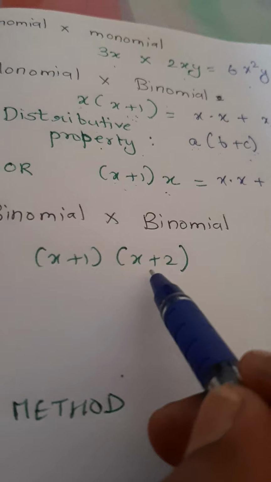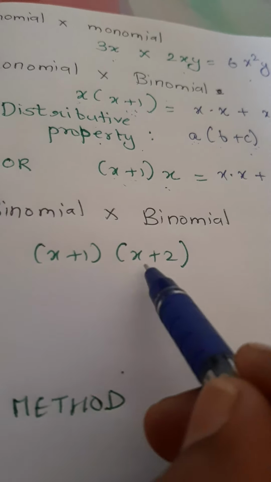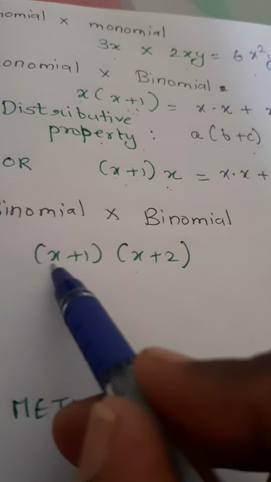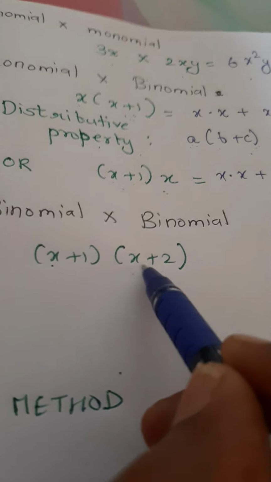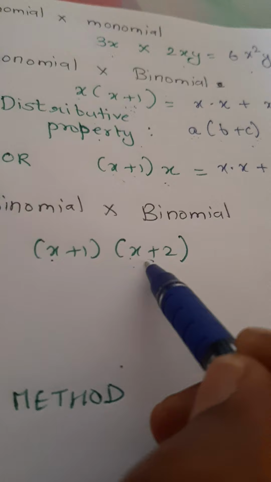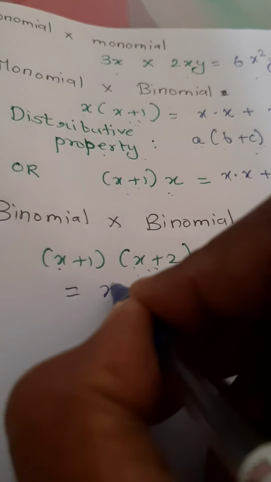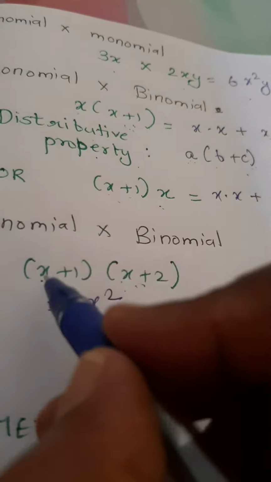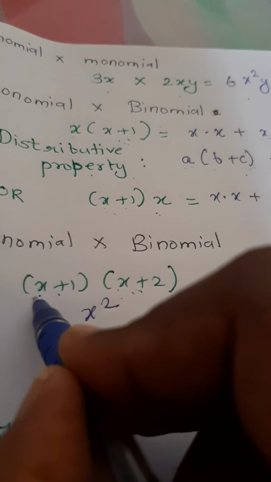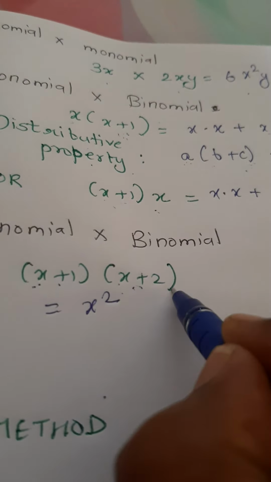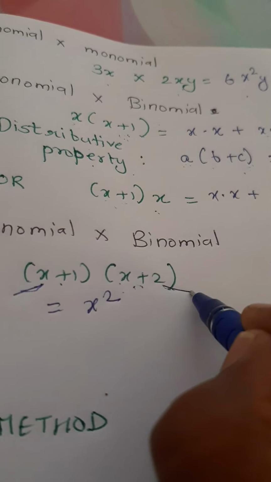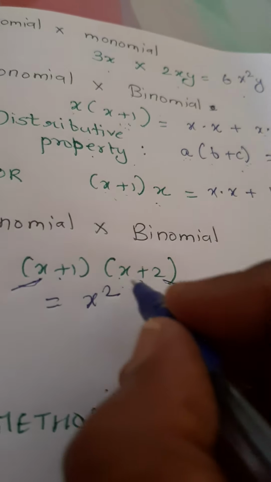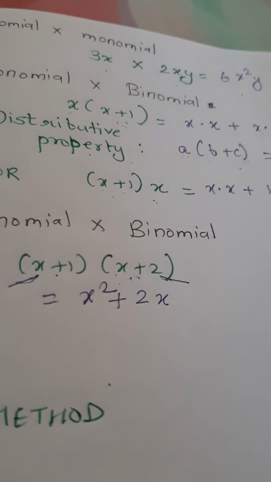F is for first. So the first terms of this binomial will be multiplied. That is, the first term here is x and the first term of this binomial is x. So x will be multiplied by x, giving you x square. Okay, so what is next? O. O is outer. So which are the outer terms? Outer term of this binomial is x and outer term of this binomial is 2. So x and 2 are the outer terms. So if you multiply them together, we will get plus 2x.